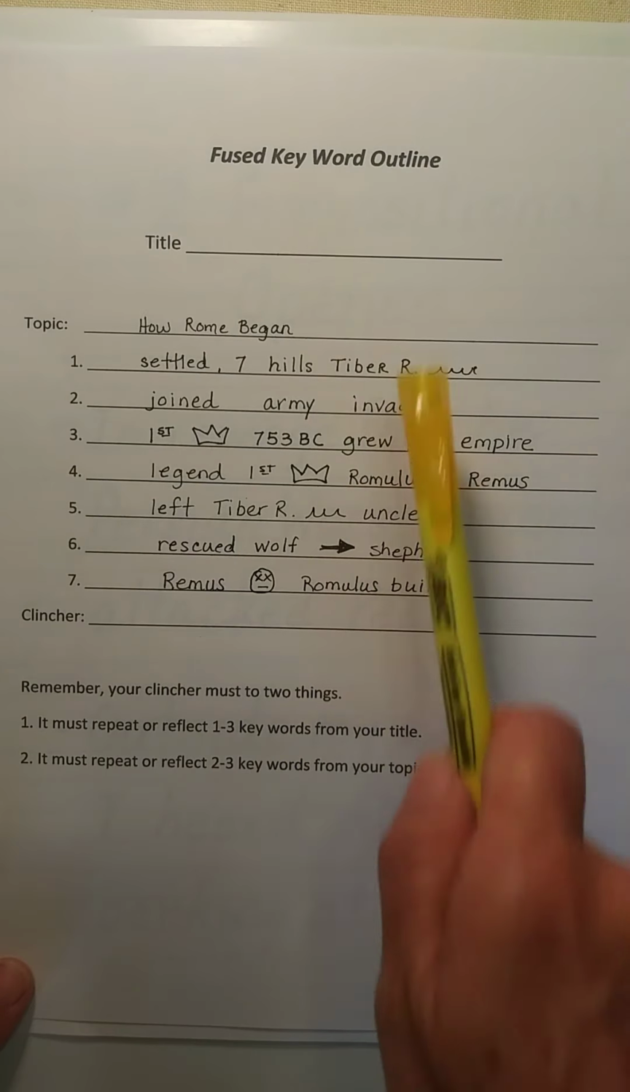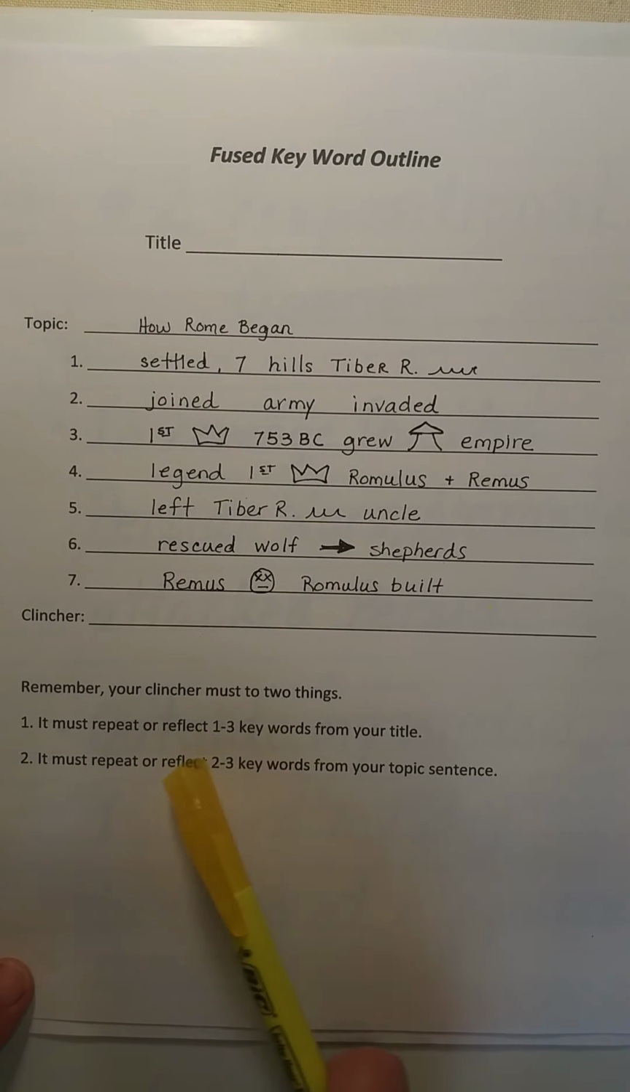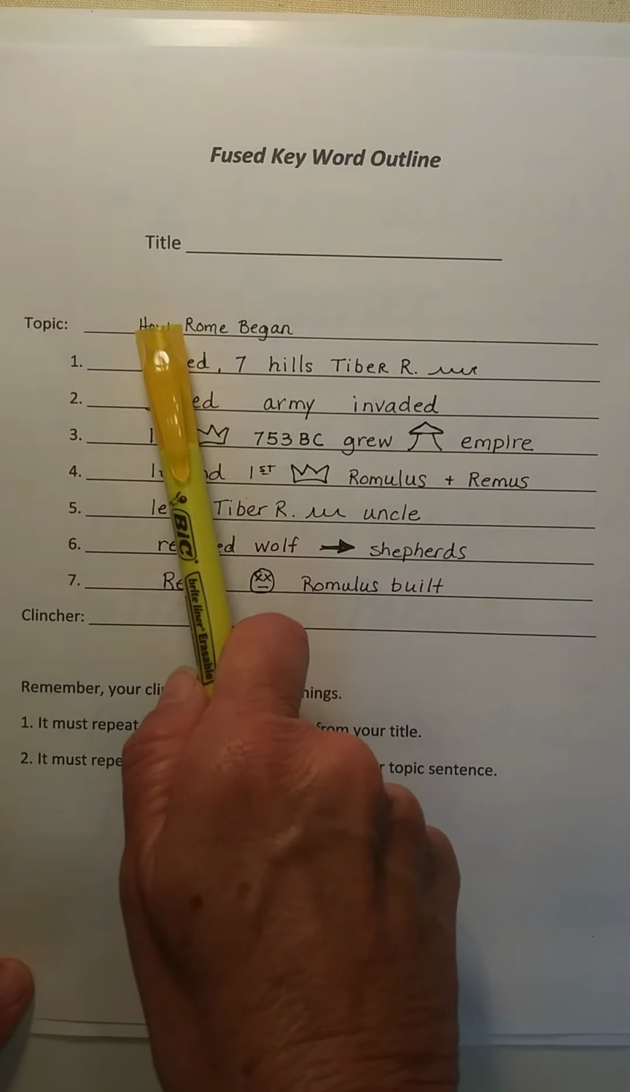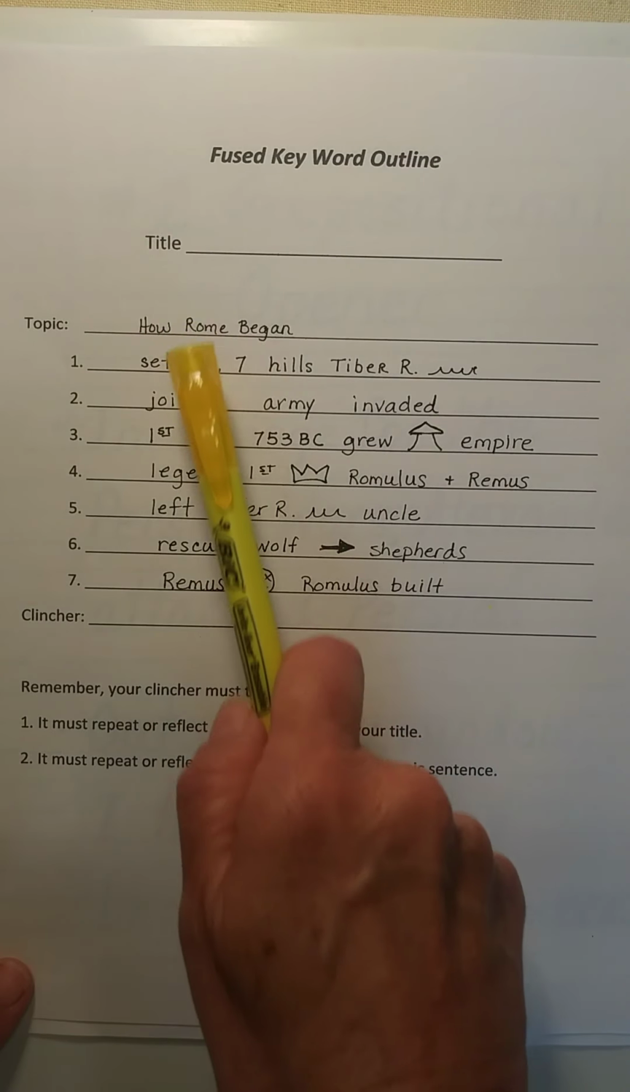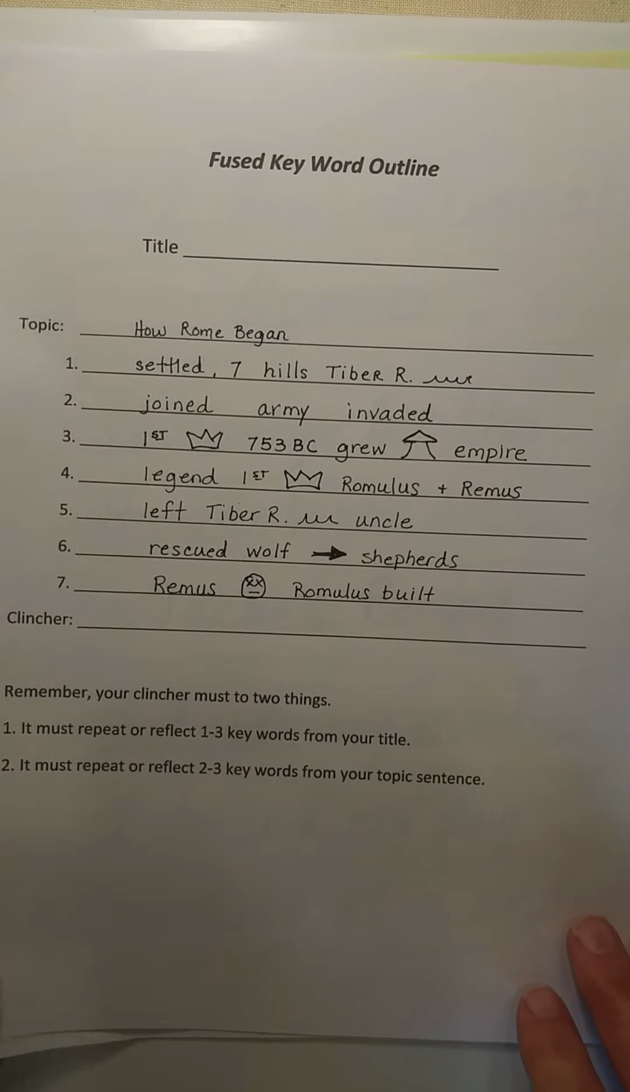So these two have to have 1 to 3 keywords that are the same. And your clincher also must reflect or repeat 2 to 3 words from your topic sentence. Okay? So that clincher has double duty. Keep that in mind when you're doing your writing.